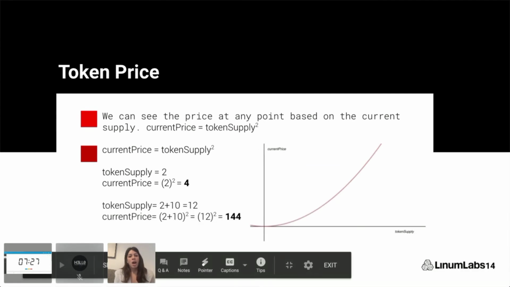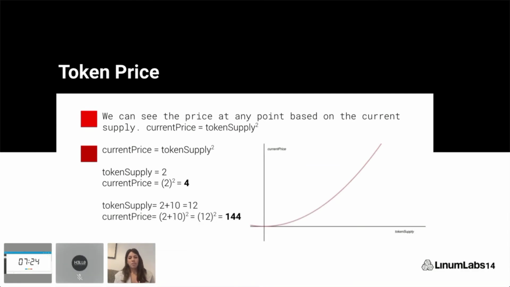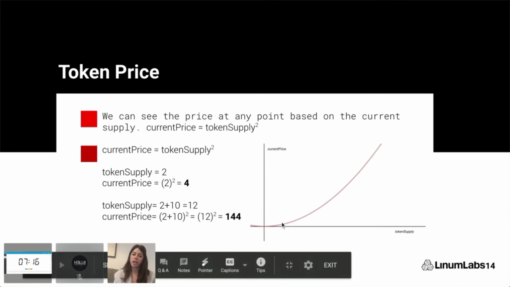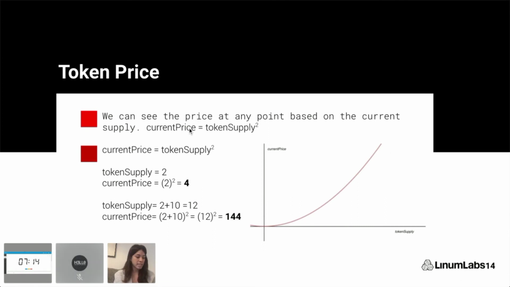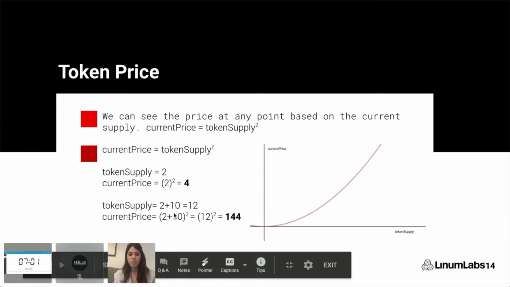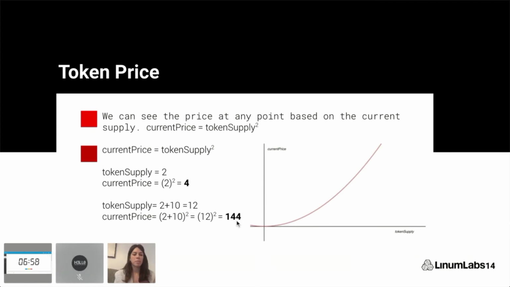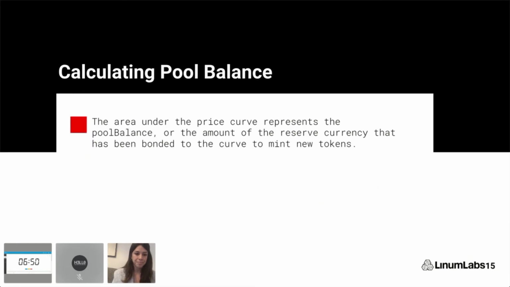And yeah, so I'm going to go a little bit into the math of the bonding curves. To calculate the price at any point, I'll go through this example that I mentioned earlier: y equals x squared, or current price equals token supply squared. On this curve, you can calculate the price by just squaring the token supply. So if your token supply is 2, your price will be 4. If your token supply is 12, your price will be 144. Pretty simple. Obviously, you do the same thing for any more complex function, but this is easy to visualize.